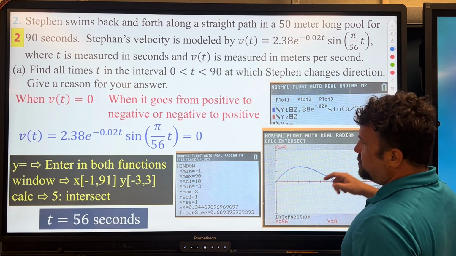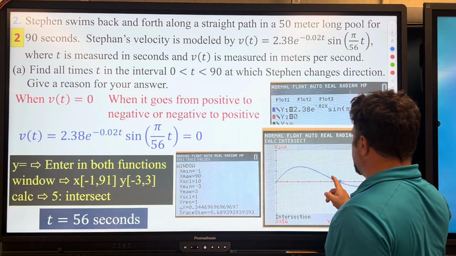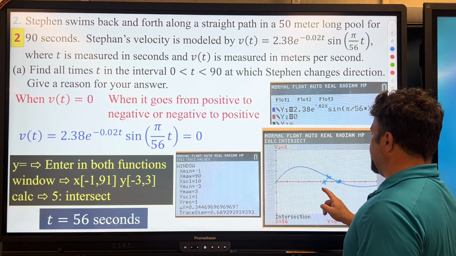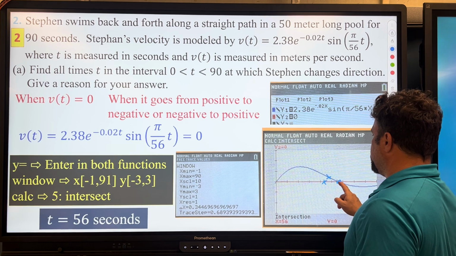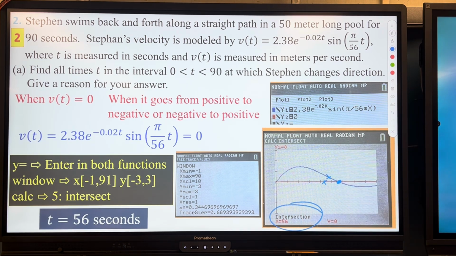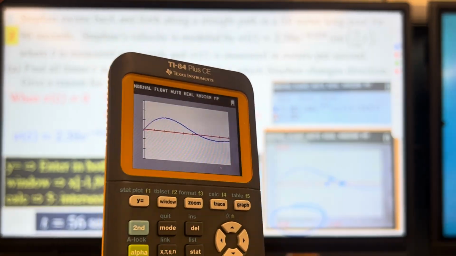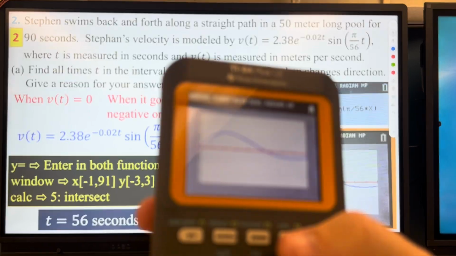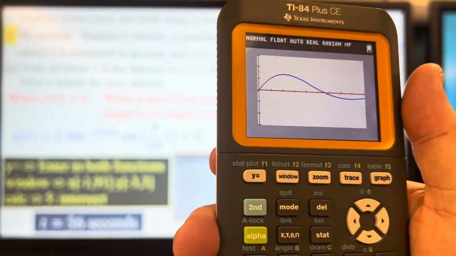So the way we do that is we're going to hit Calc 5, intersect. You put an X on this graph, an X on this graph. You make sure your next one's towards here, and it puts right there, and it gives your intersection. And when you tell your intersection, you're going to say your X value, because we already know the Y value is 5. So the way to do this with this calculator is right here.